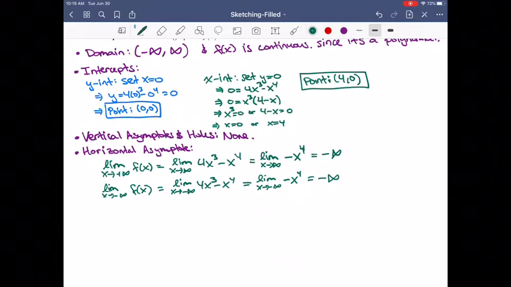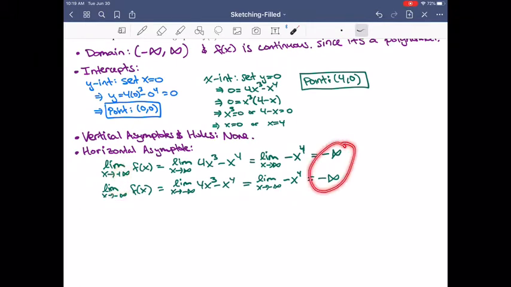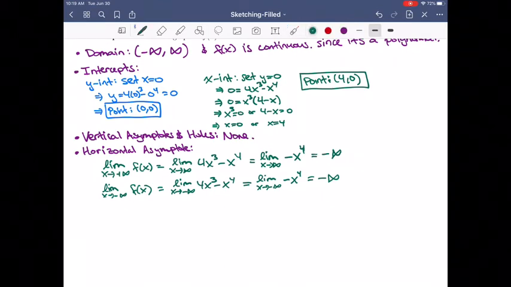So this tells us lots of information. As x is getting really big from positive infinity and from negative infinity, the y values get really, really small. They're going to negative infinity. So first of all, we know that there's no horizontal asymptote, because these limits don't exist.